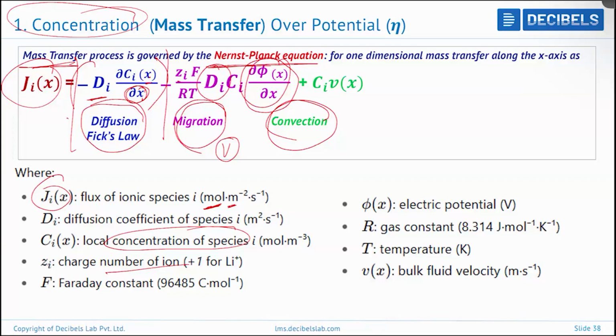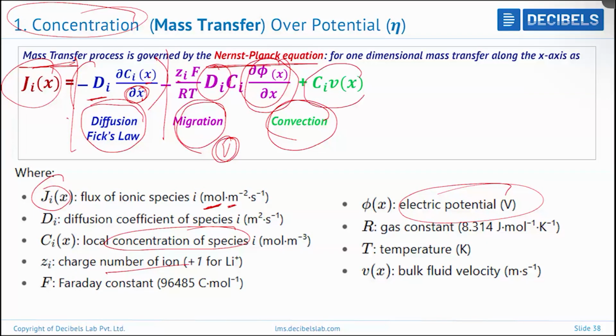Because of the difference in concentration, there is a formation of less concentrated ions on one side and more concentrated ions on the other side, that leads to the difference in the voltage. That is called electrical potential. So migration is because of the electrical potential difference within the electrolyte, and diffusion is because of the difference in the concentration. So overall, this concentration polarization actually depends on these three.